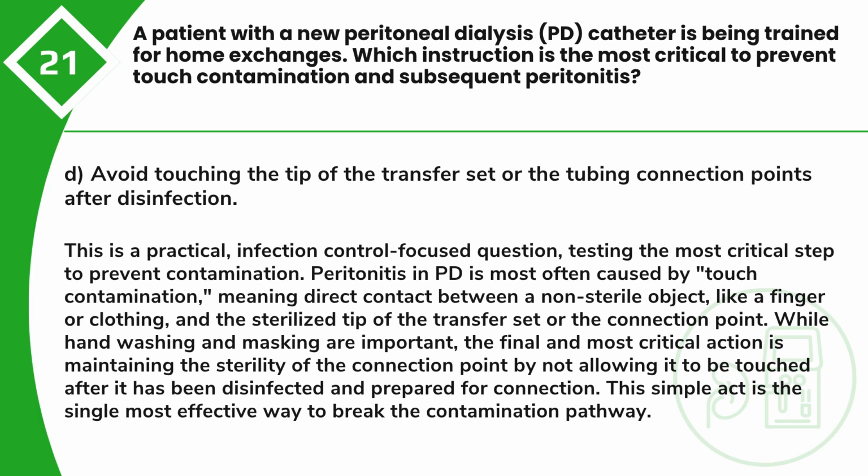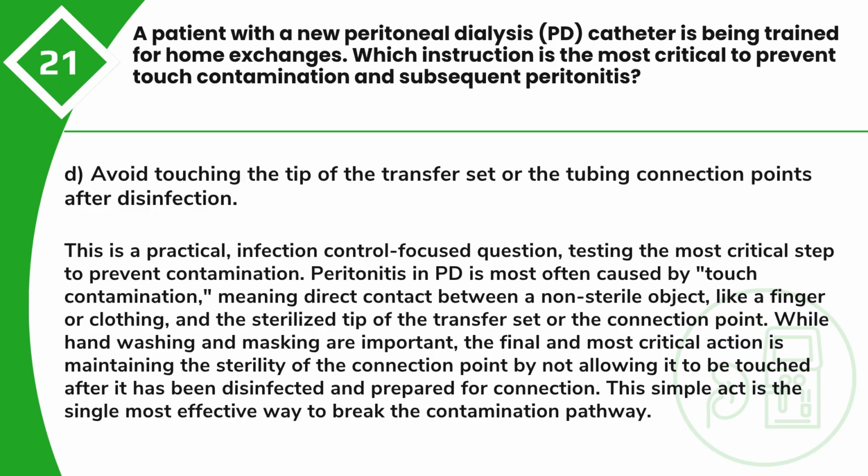Answer: D. Avoid touching the tip of the transfer set or the tubing connection points after disinfection. This is a practical, infection control-focused question, testing the most critical step to prevent contamination. Peritonitis in PD is most often caused by touch contamination, meaning direct contact between a non-sterile object, like a finger or clothing, and the sterilized tip of the transfer set or the connection point.